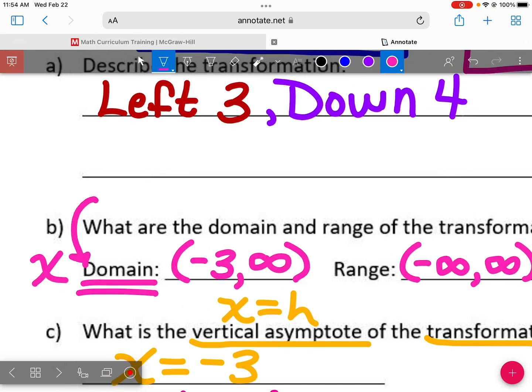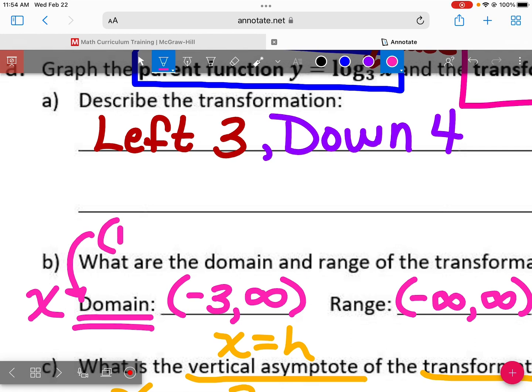Our domain for logarithms is going to be h to infinity. We're going to have that barrier, that boundary made by our vertical asymptote on the left. And then it can go to the right forever.